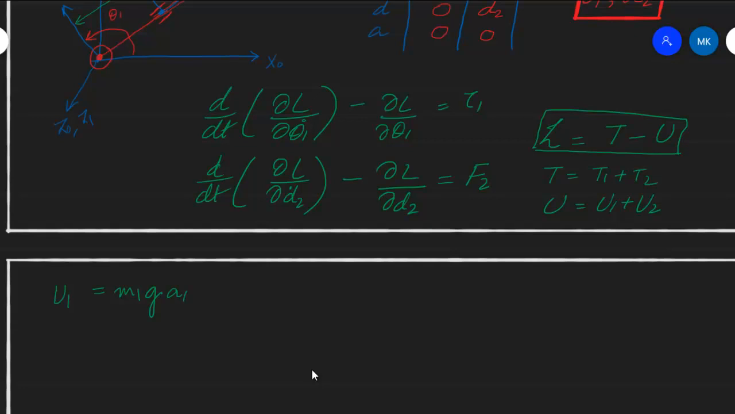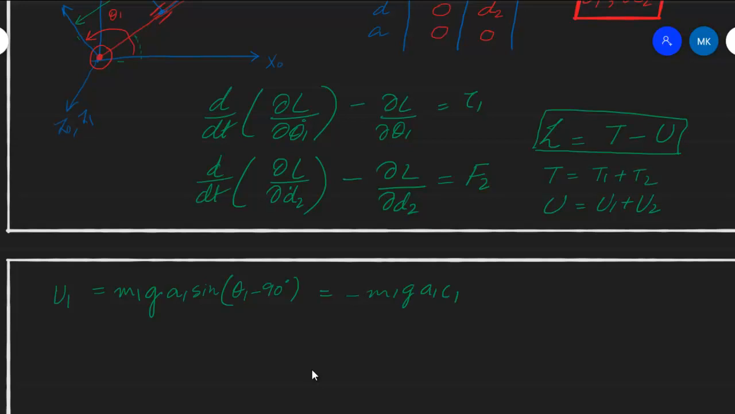So it will be m1g a1 times the sine of the angle between x0 and x1. So sine of this angle. This angle is nothing but theta 1 minus 90 degrees. So it will be sine of theta 1 minus 90 degrees, which can also be written as minus m1g a1 cos of theta 1, with cos theta 1 written as c1 in short.